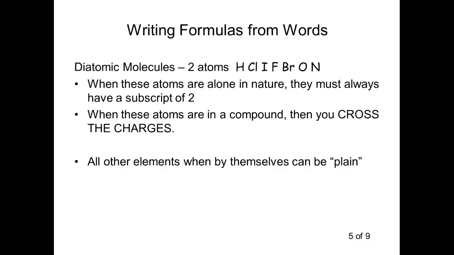Any other element, when it's in a compound, will cross the charge. So these elements also, when they're in a compound with something else, will crisscross their charges. But when they're by themselves, they have to have a 2. Any other element by themselves can have nothing on it and is considered plain. So you can have Fe and not have to have a number on it. A way to remember the diatomic elements, hydrogen, chlorine, iodine, fluorine, bromine, oxygen, and nitrogen, is to make it into a name. You can say that it's a book called Diatomics by H. Cliff Braun. It's just a little mnemonic to help you remember it.